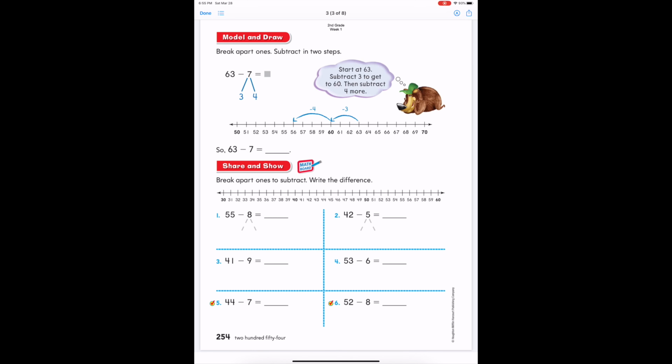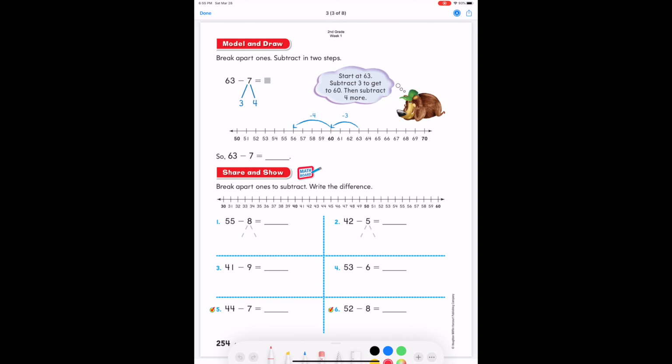Okay, video number 2, continuing on the factors so that we can do subtraction. Here we have breaking apart the ones unit, the ones place, so that we can subtract using the number line. And we're going to do this in 2 steps.